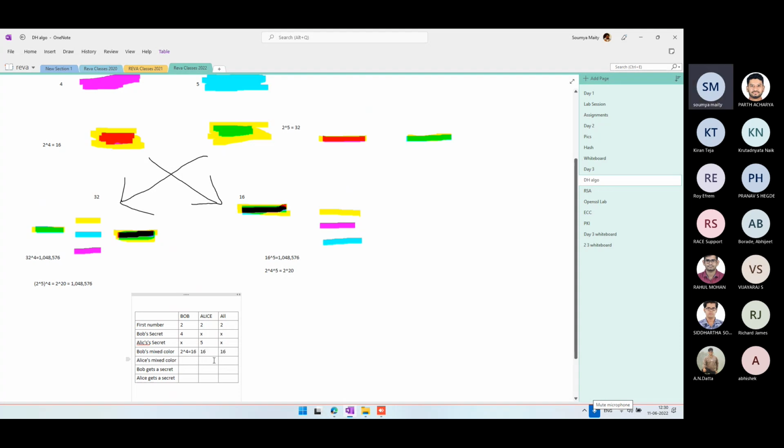And Alice's mixed color is 2 power 5. This is the Diffie-Hellman key exchange we are doing. This is what we did, and then I'm just replacing it with the modulo. And everybody else knows 32.